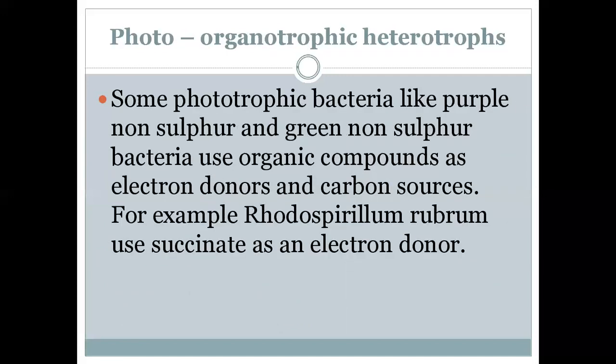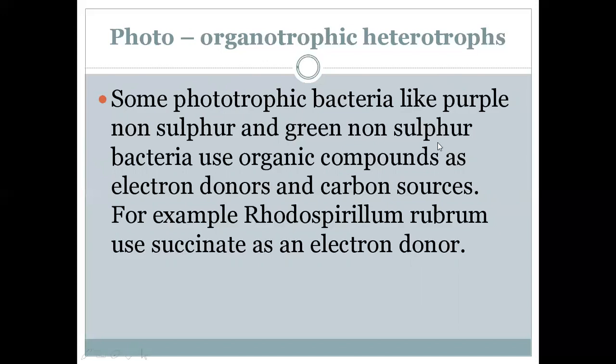And the third category is photoorganotrophic heterotrophs. Again, by the name we can understand that photo means they are able to utilize sunlight, organotrophic means they are utilizing organic compounds, and heterotrophs, even though they are able to absorb sunlight, they are not able to carry out any photosynthesis. They are heterotrophs. They are dependent on other organisms for their food.